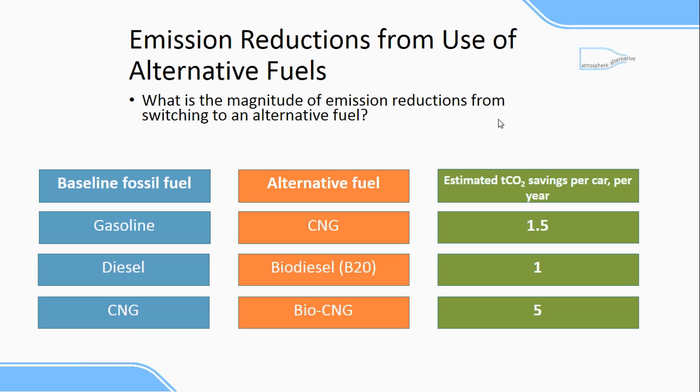And finally, if we look at the case of baseline fossil fuel being fossil CNG, changing to an alternative fuel, which is bio-CNG, so compressed biogas, in this case we see that the savings per car can be a bit higher because we're actually moving from fully fossil fuel to fully biofuel. So in this case, estimated about 5 tons of CO2 savings per year per car. But in any case, as you can see, in order to have a large impact in emissions savings with these types of alternative fuel applications, there needs to be a lot of vehicles involved. Next page, please.